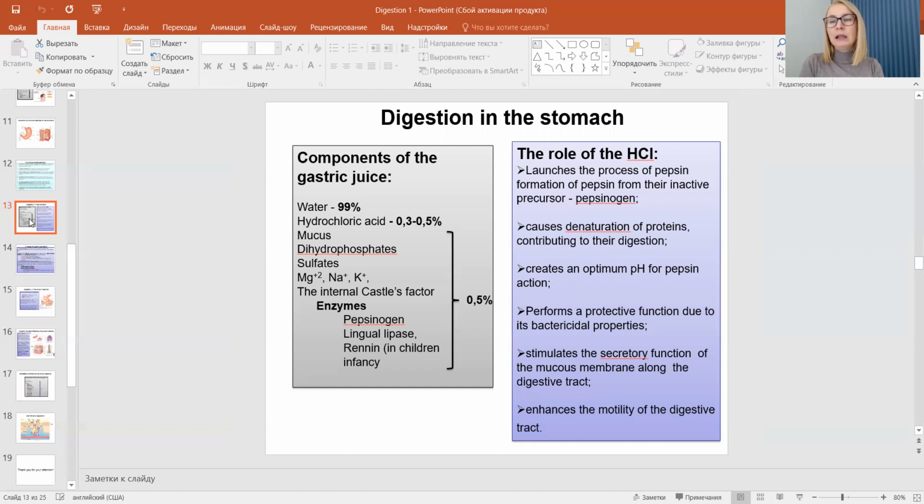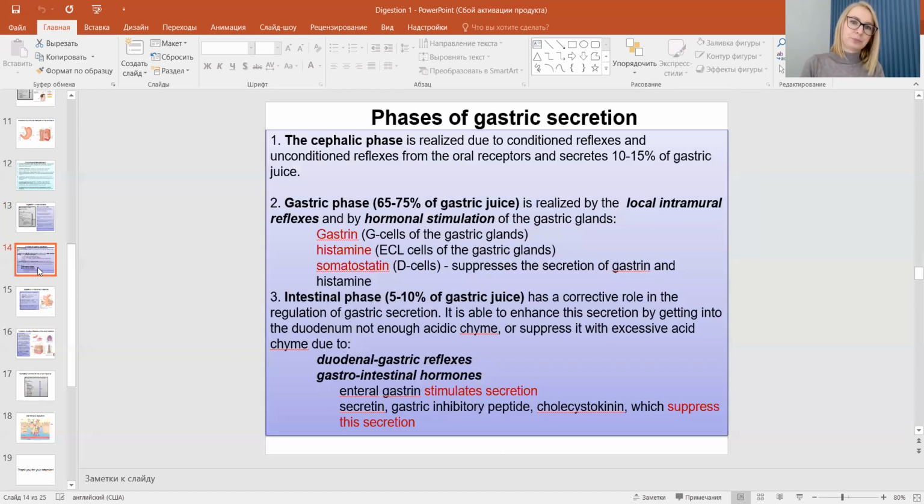Intrinsic factor binds with vitamin B12 and makes it more readily absorbed in the small intestine. Vitamin B12 is important in DNA synthesis and in red blood cell production. Gastrin and histamine help regulate stomach secretions. So regulation of stomach secretion is divided into three phases: cephalic, gastric, and intestinal.